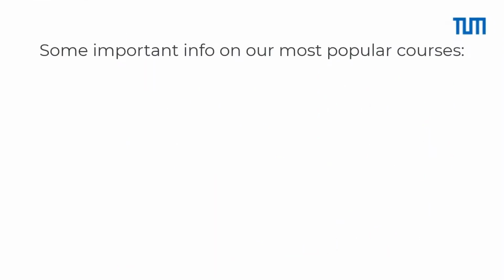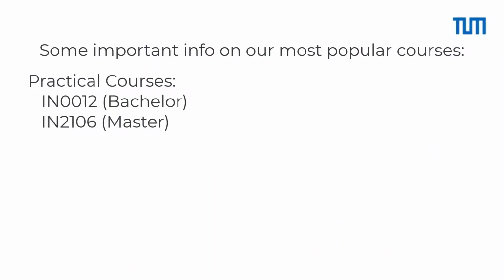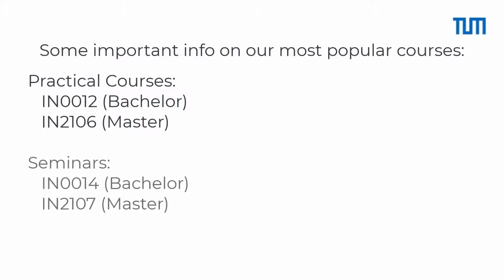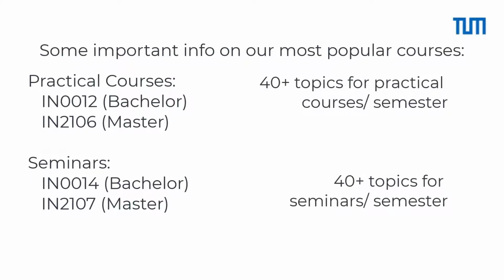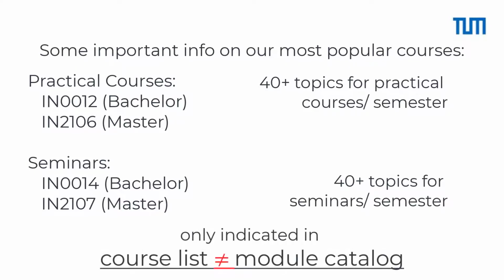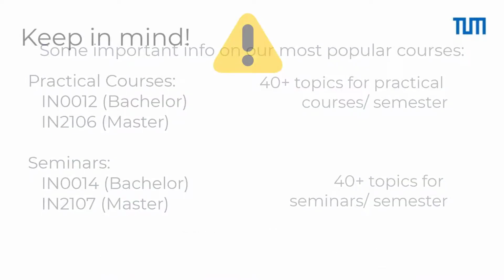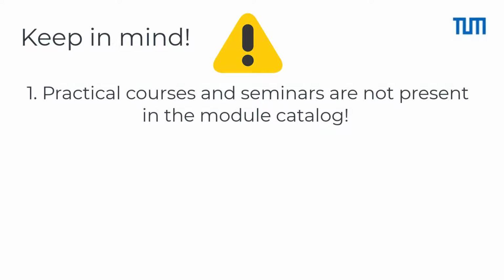Modules like practical courses are identified by IN 0012 or IN 2106, while seminars are identified by IN 0014 and IN 2107. They consist of up to 40 different topics per semester that you can choose from and are not indicated in the module catalog. So check the course list for the current offering.